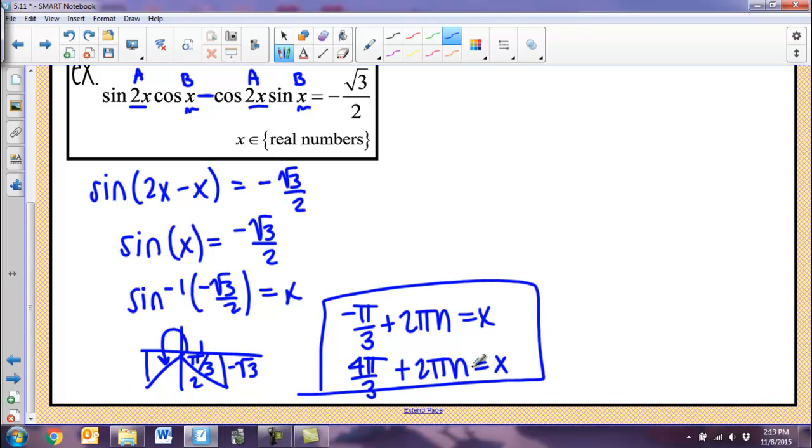So the big thing about trig identities is to just use that formula chart, look and see if there's any way I can simplify the craziness that's going on, especially if you see two different trig functions. And once you get it all in terms of one trig function, take the inverse of both sides and move on with your life.